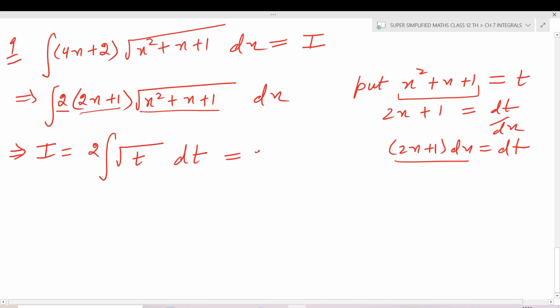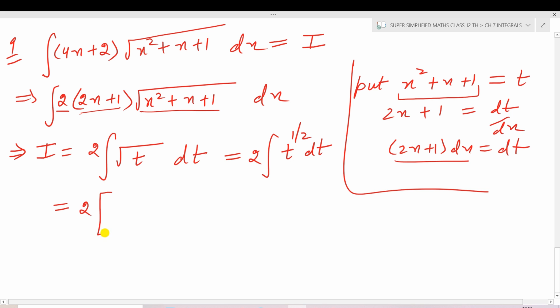So now I can rewrite this integral as 2 into integral of t raised to the power 1 by 2 dt. So which is equal to 2, and now I have to integrate t raised to the power 1 by 2, which is t raised to the power 3 by 2 upon 3 by 2 plus a constant of integration, which becomes 4 upon 3 t raised to the power 3 by 2.